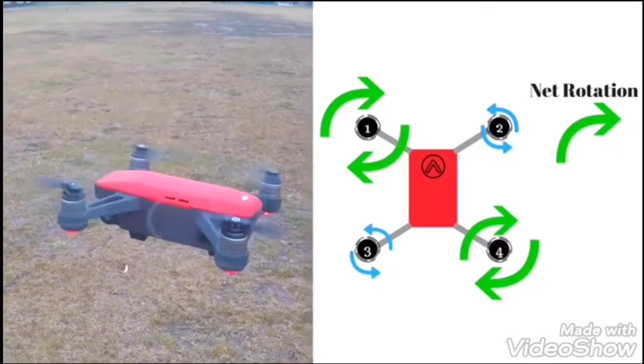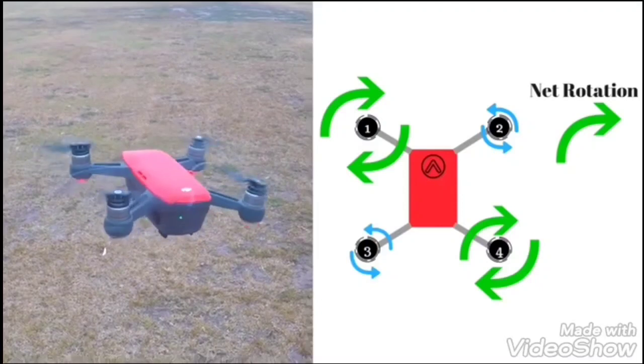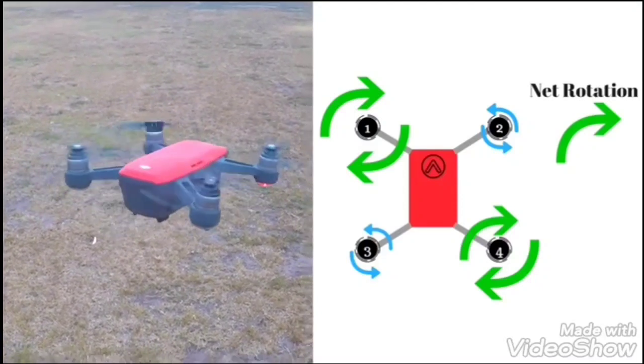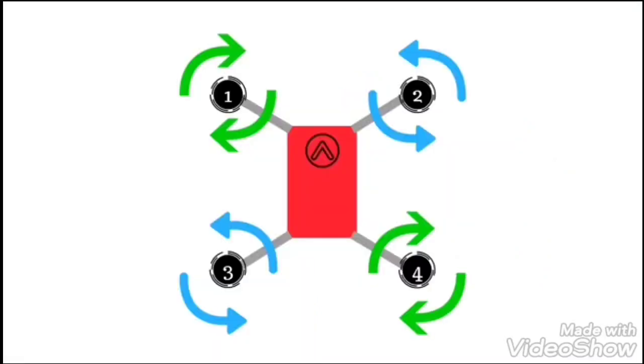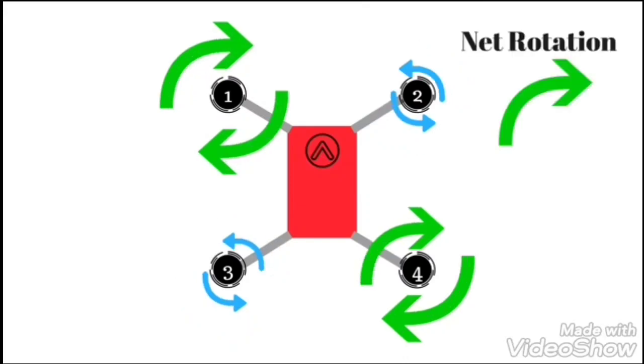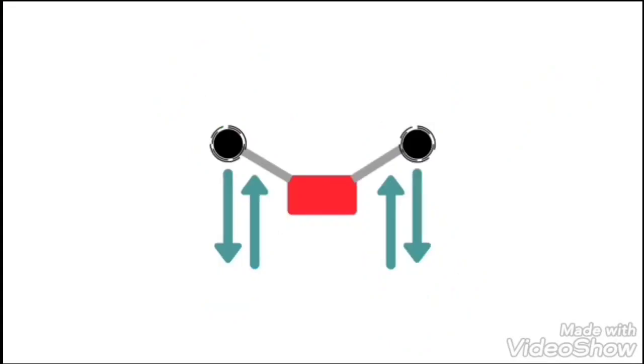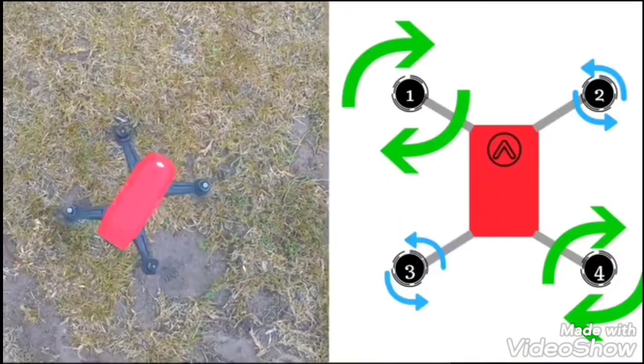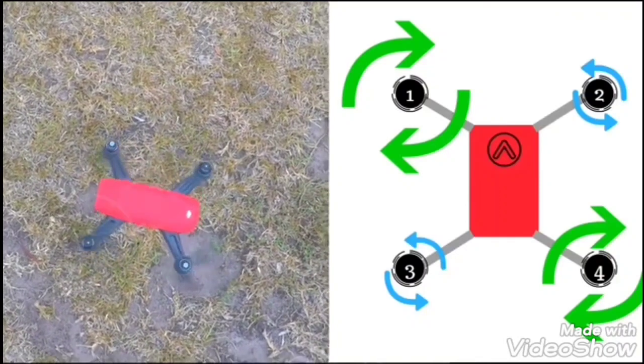When you want the drone to turn, you slow down two of the diagonal motors, and you speed up the other two diagonal motors. Remember how the motors next to each other are spinning in opposite directions. So by slowing down two going one direction and speeding up two going the other direction, the lift will remain constant so the drone doesn't change height, but the angular momentum is increased so the drone will turn in place.